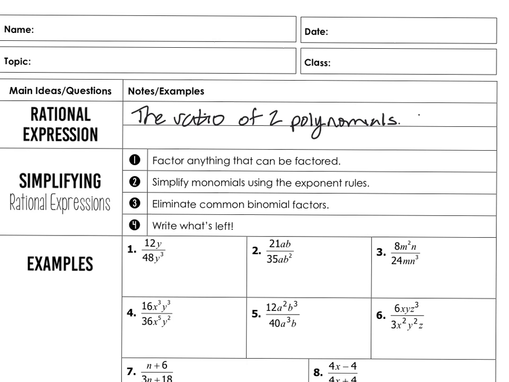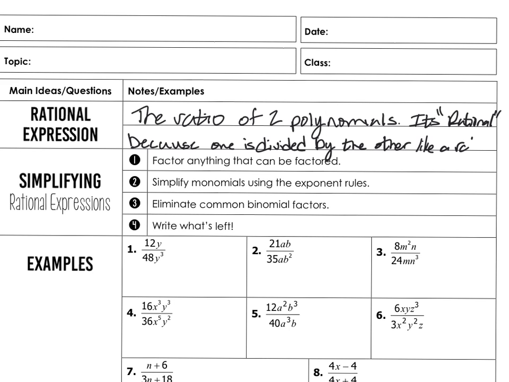Okay, it's rational because one is divided by the other. Let me see if I can spell divided right for you guys. Let's try that again. Divided by the other, like a ratio. So there's our definition of a rational expression.